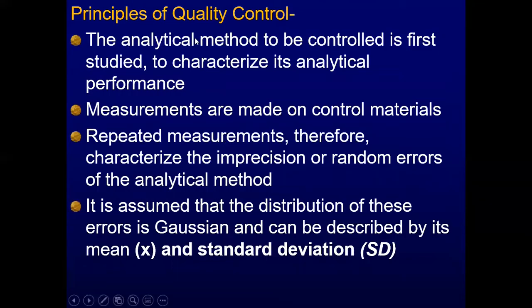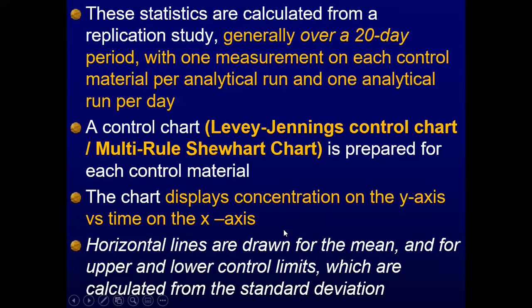So, what are the principles of quality control? The analytical method to be controlled is first studied to characterize analytical performance. Measurements are made on control material. Repeat measurements therefore characterize the imprecision or random errors of the analytical method. It is assumed that the distribution of these errors is Gaussian or normal distribution, and the distribution can be statistically described by using mean and standard deviation.